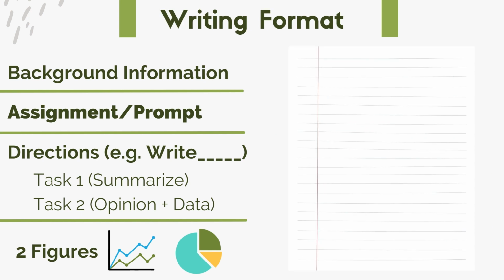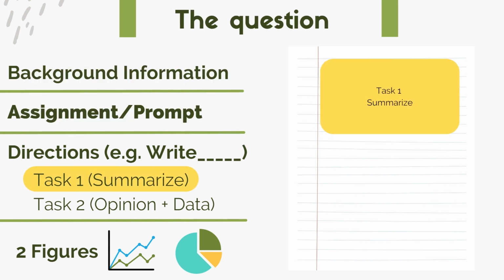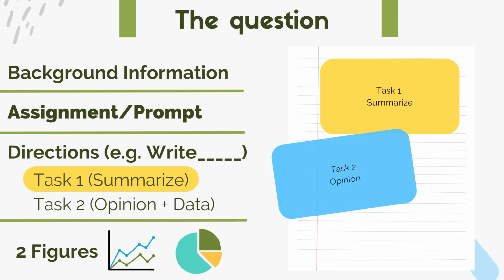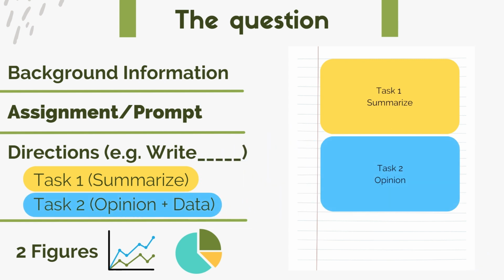Now, how do you actually write this essay? The general structure will follow your directions. So, your first paragraph will address task 1, summarizing. Your next paragraph will address task 2, stating your opinion and integrating the data. Your last paragraph will be a short conclusion, only about 2 sentences.